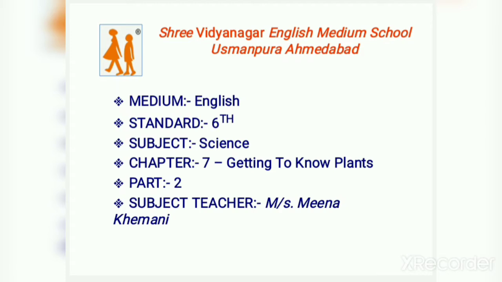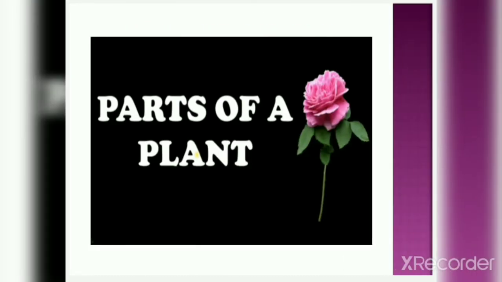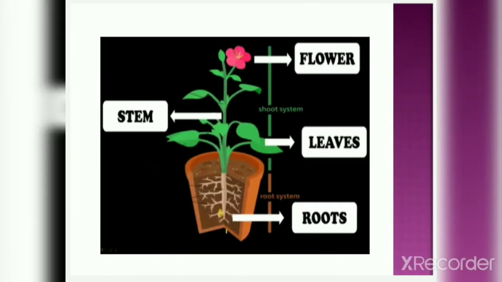In the previous session we had learned about the classification of plants on the basis of their characters as herbs, shrubs and trees. Apart from that we had also learnt about creepers and climbers. Now in this session we are going to study about the parts of a plant. All of us know about the different parts of a plant such as roots, stem, leaves and flowers. Now we are going to study about these parts in detail.